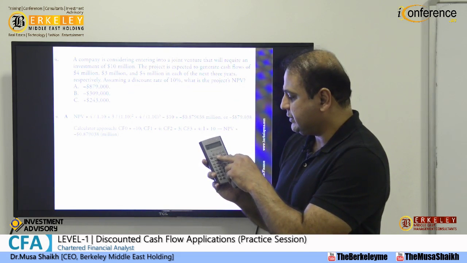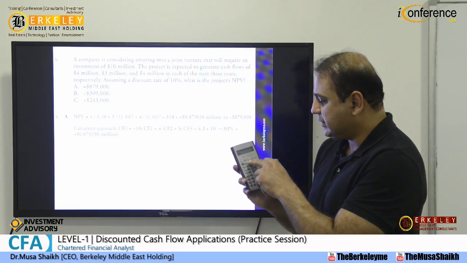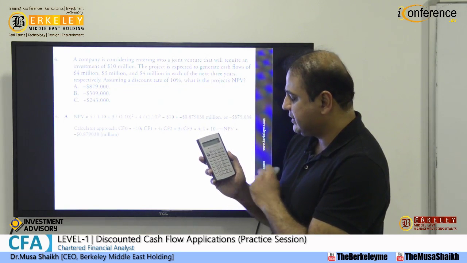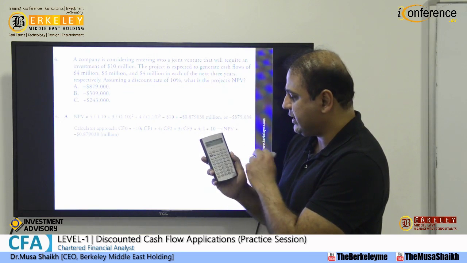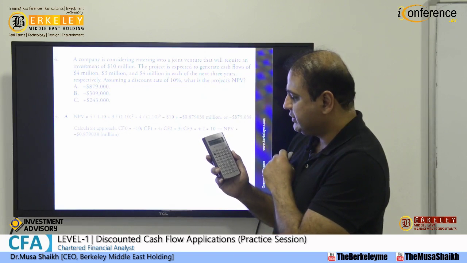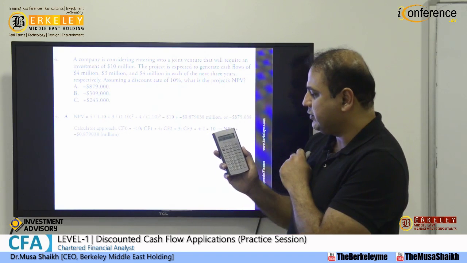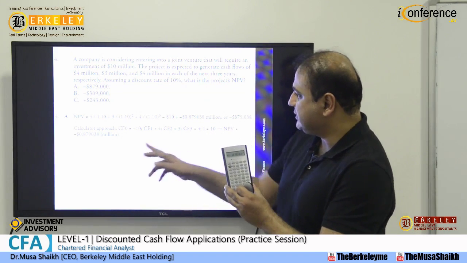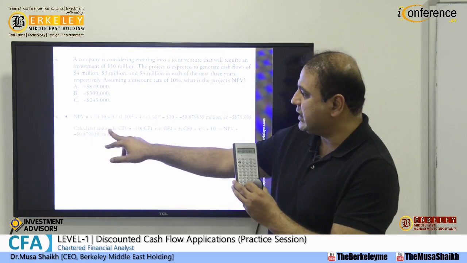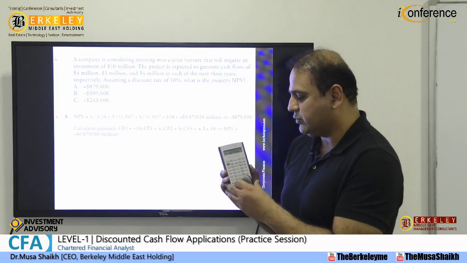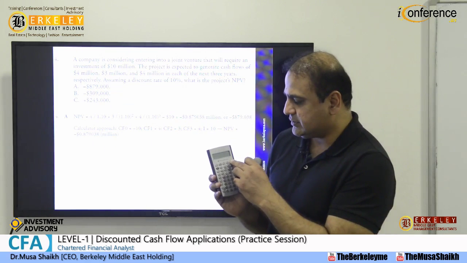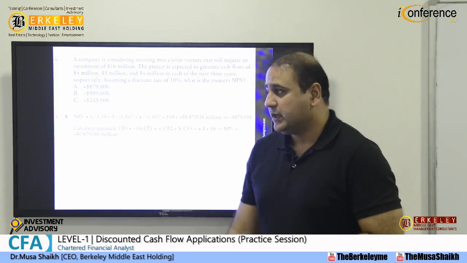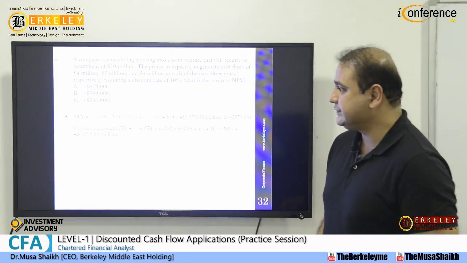Now I will press NPV, and here I have to put the discount rate, that is 10%, and then I will enter, and then I will say compute. So I get a net present value of 0.8790. That is the A answer. This is how you enter your data, and once done, I will clear it all, so there should not be a problem. This is how we do the calculation.